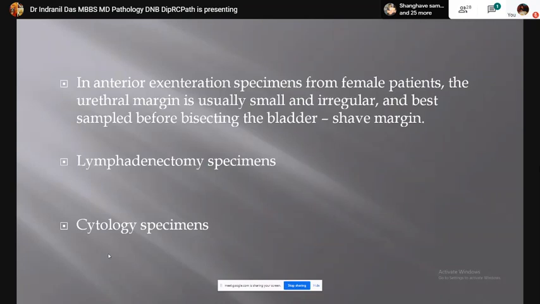The lymphadenectomy specimen should be submitted in toto, or representative sections may be given if an adequate number of lymph nodes are available macroscopically.